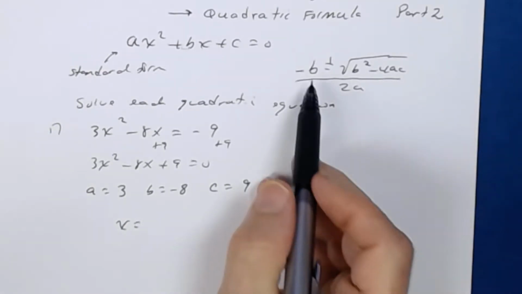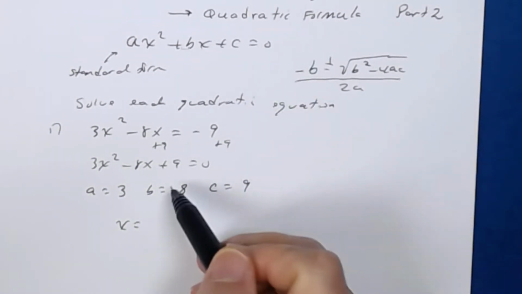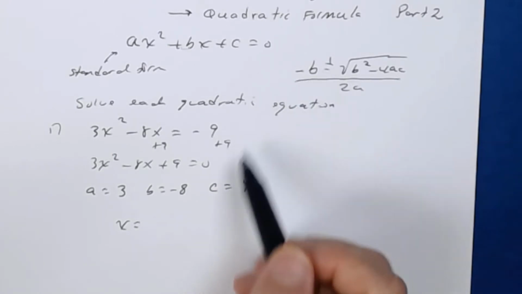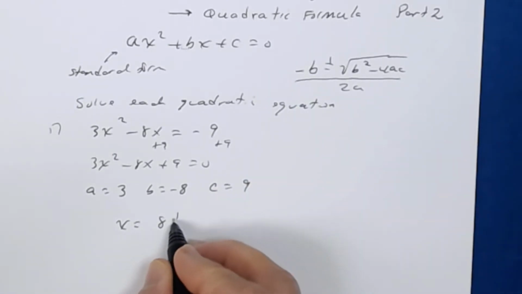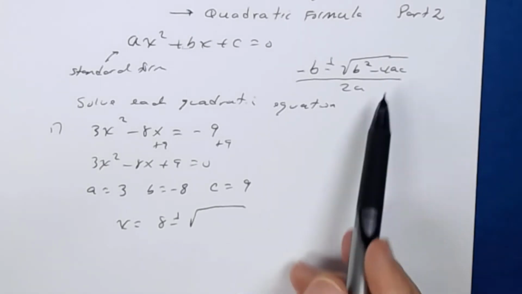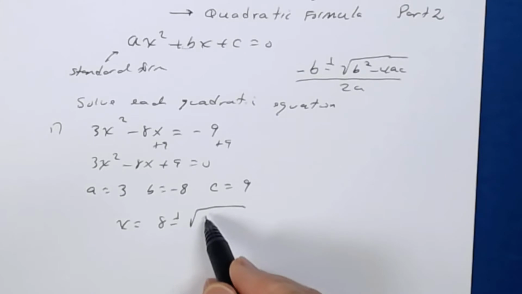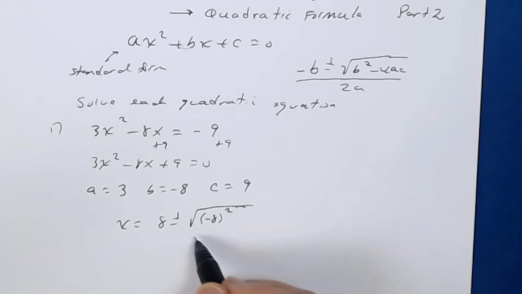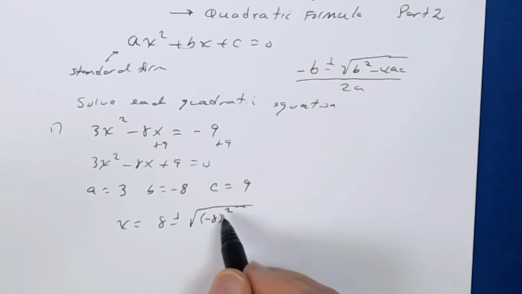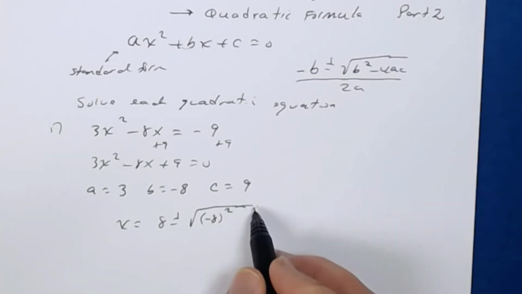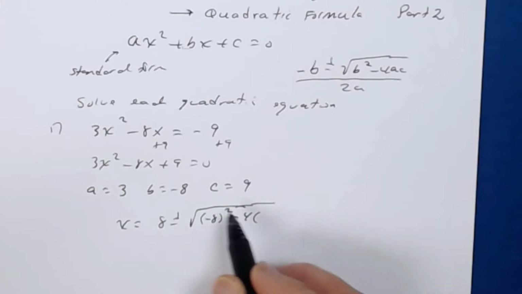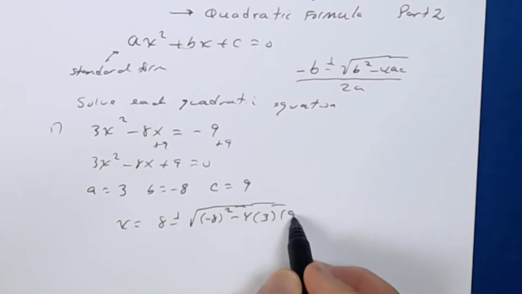Remember this reads as the opposite of b. So b is a negative 8. The opposite of negative 8 is a positive 8. Plus or minus the square root of. And remember in part one, we put all this in parentheses. So I put b in parentheses. B is negative 8. I am squaring it. If you didn't put in parentheses, your calculator would give you a negative 64. And we had the discussion that b squared is always positive or 0. It's never negative. Minus 4 times a is 3, times c, which is 9.